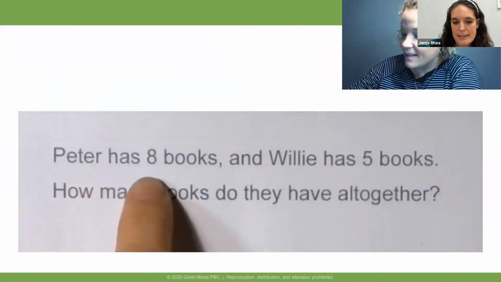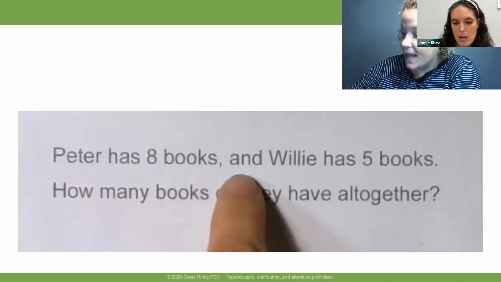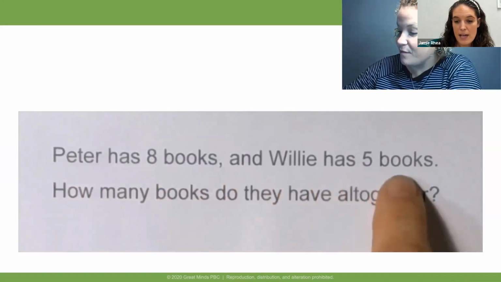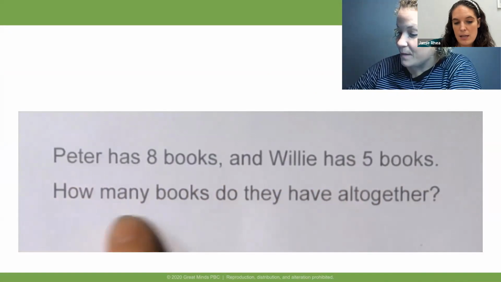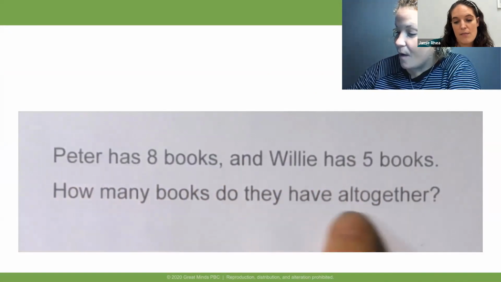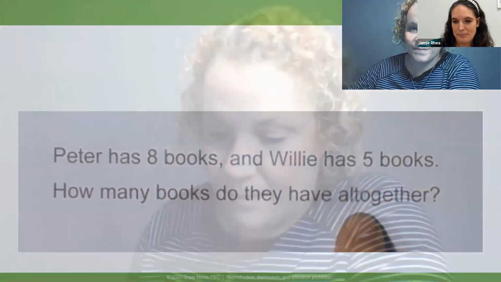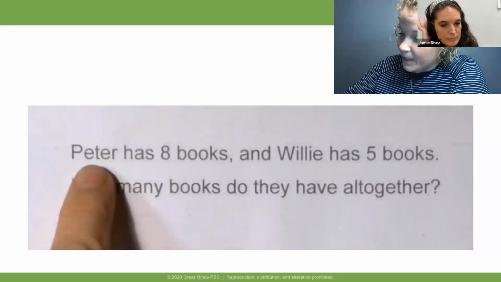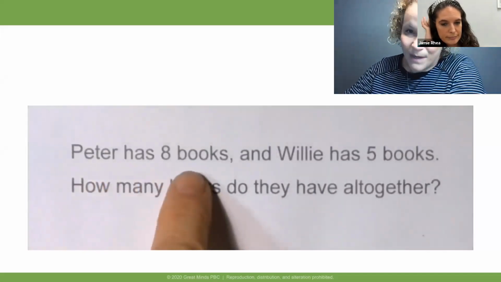Peter has 8 books and Willie has 5 books. How many books do they have all together? On your personal whiteboard, use the blue linking cubes to show how many books Peter has. Remember, Peter has 8 books.